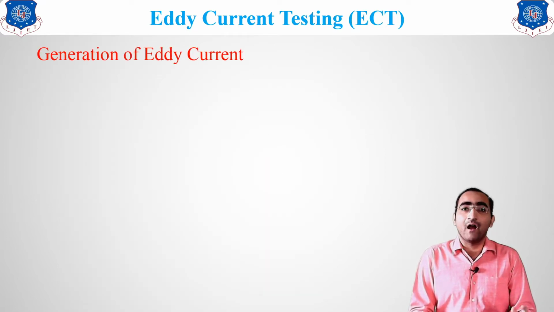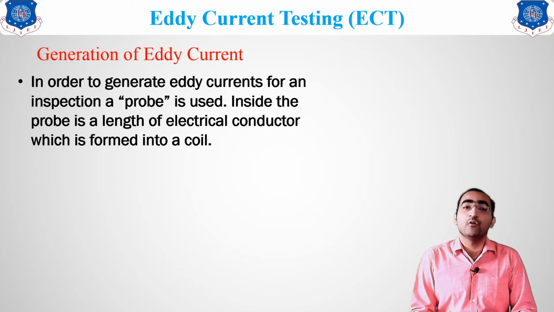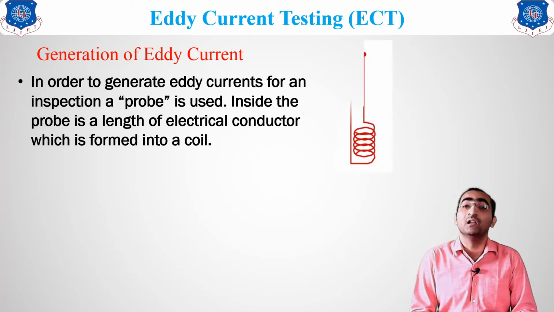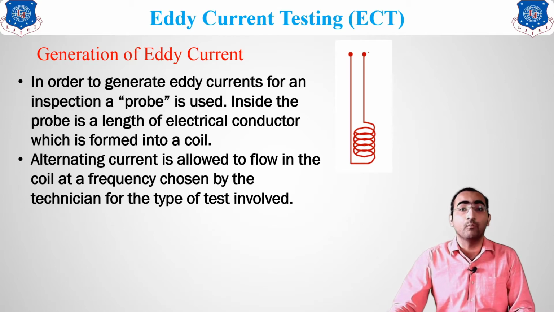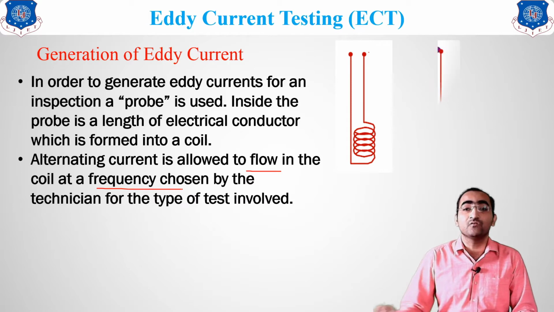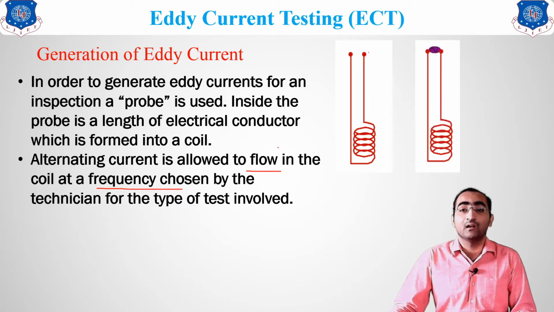Clear? So now how can we generate the eddy current? For an inspection, a probe is used, and inside the probe we take a coil. This coil is placed inside the probe, like the probe we use in ultrasonic testing. Then alternating current is allowed to flow in the coil at a frequency which we choose. So here you can see the alternating current is applied.